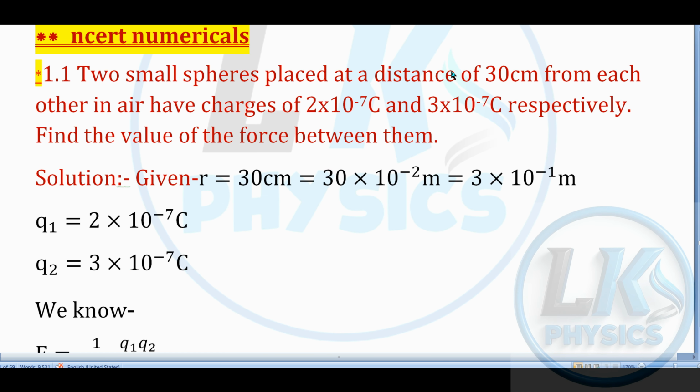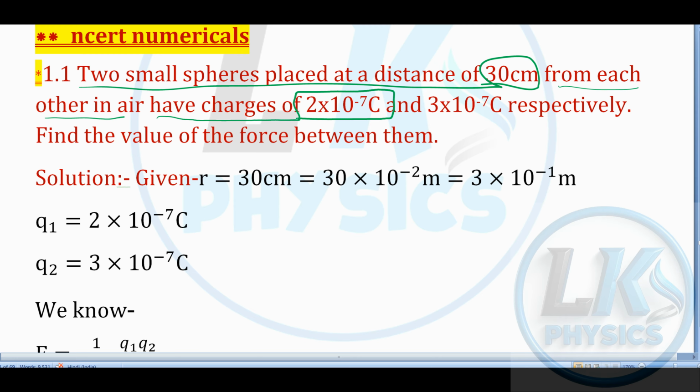Now see some important numericals from this chapter from the NCERT book. Two small spheres placed at a distance of 30 centimeter from each other in air have charges 2 into 10 raised to power minus 7 coulomb and 3 into 10 raised to power minus 7 coulomb respectively. Find the value of force between them.